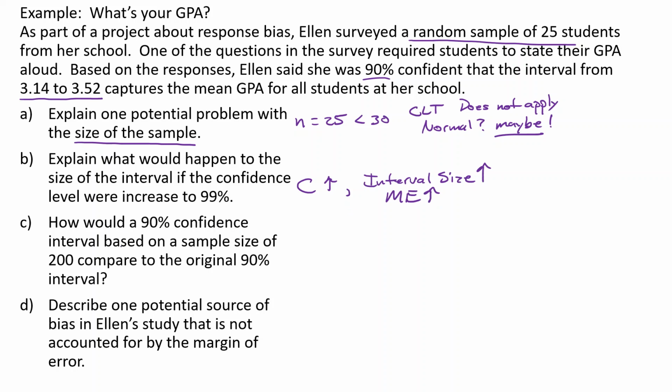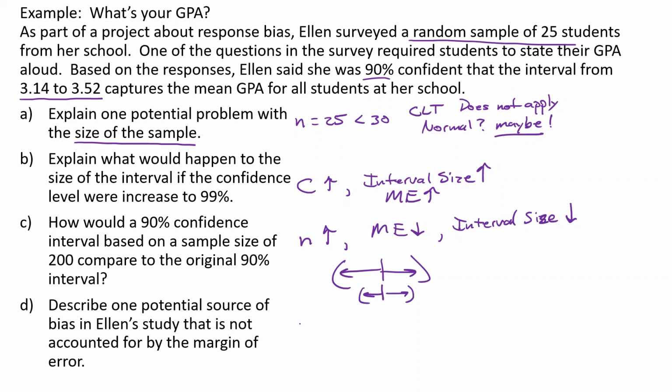How would a 90% confidence interval based on the sample size of 200 compare to the original 90% interval? So now we've got n increasing. So if n increases, then we say the margin of error gets smaller. The better we sample we get, the smaller margin of error, which means our interval size will also get smaller. Smaller margin of error, smaller interval. So instead of going out this far in each direction, we'd only go out this far in each direction. Smaller interval.